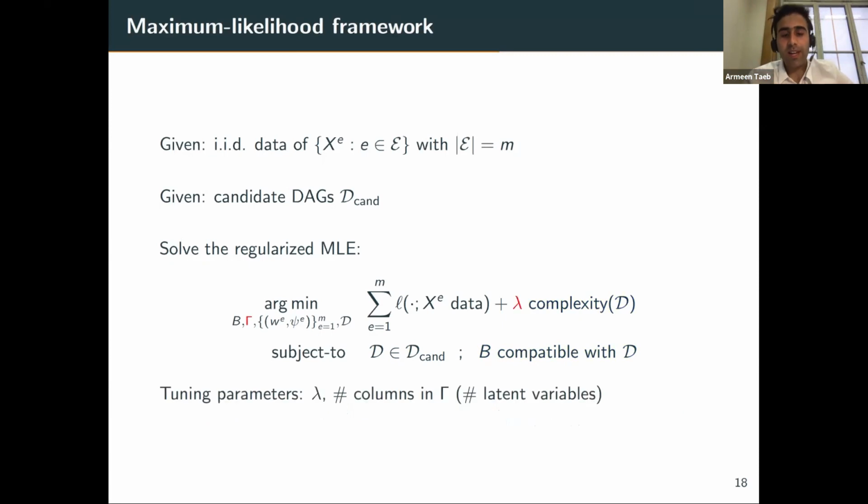Okay, so there are two tuning parameters here. One is lambda, which is associated to the penalty term on the complexity of the DAG. The other is the number of columns in gamma, and this represents the number of latent variables. Now, both of these can be selected via cross-validation techniques, but of course, it's a practical challenge that we do not directly address in this work, but just propose using such cross-validation techniques.